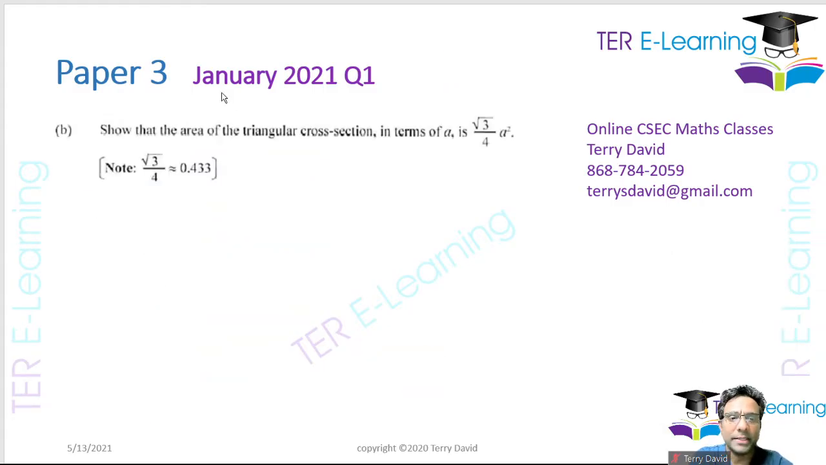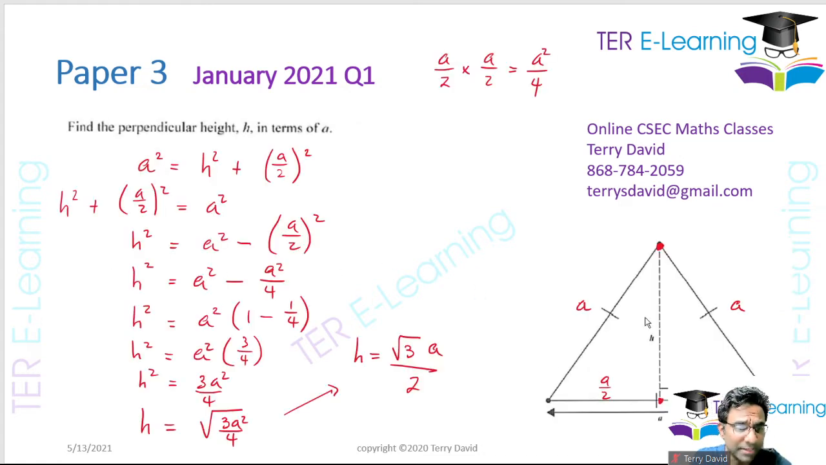Now, the next part they want us to do is to show that the area of the triangular cross-section in terms of A is given by this, right? So they give us a show. And like I always tell my students, you should aim for questions like this. You should be happy when you see questions like this, because you know what the answer is supposed to be. Now you have a triangle. Remember, this is your triangle here.